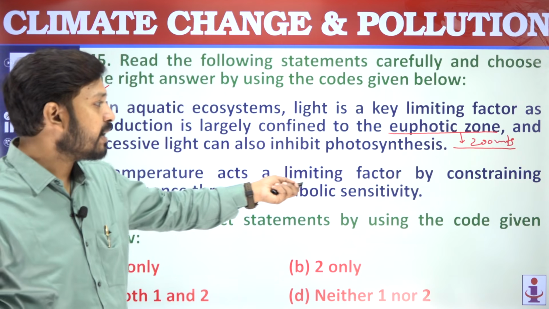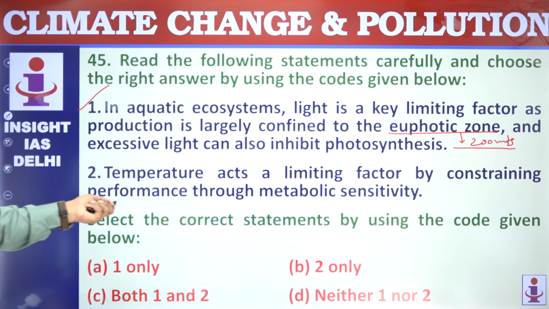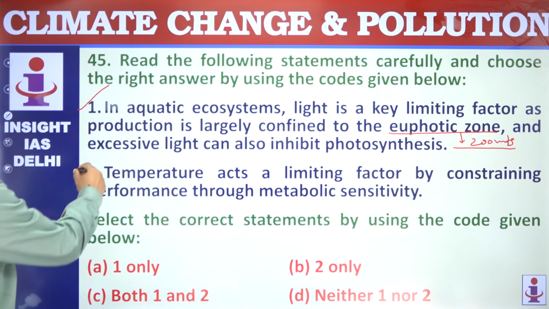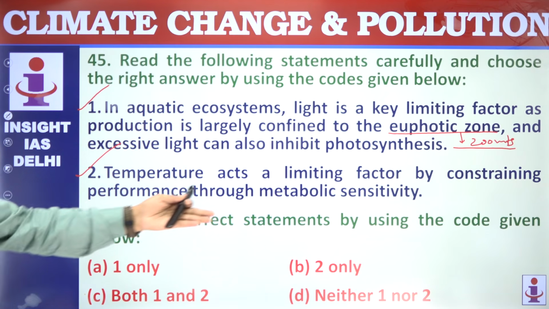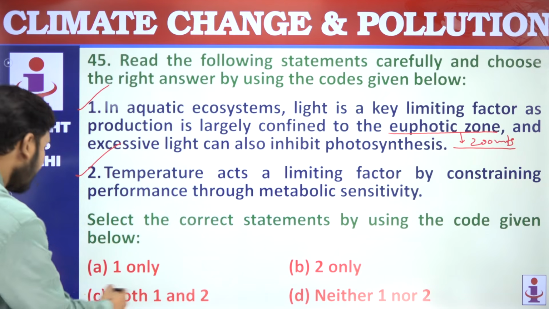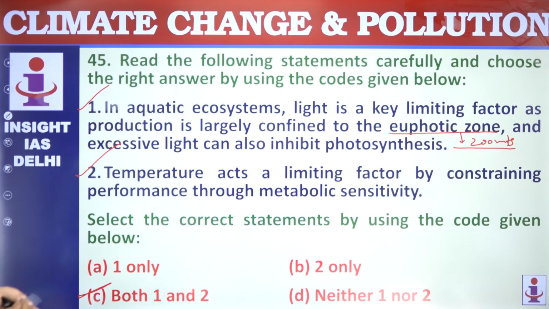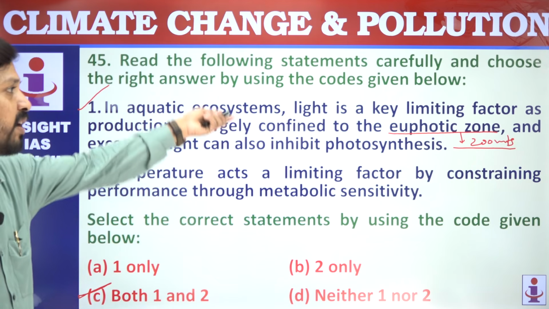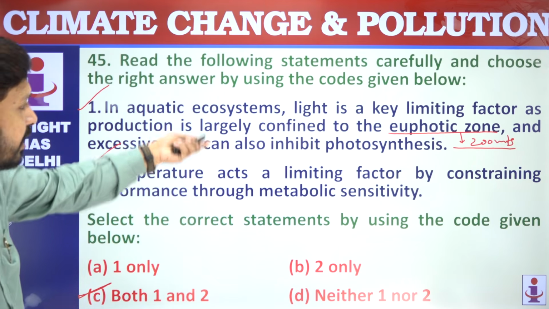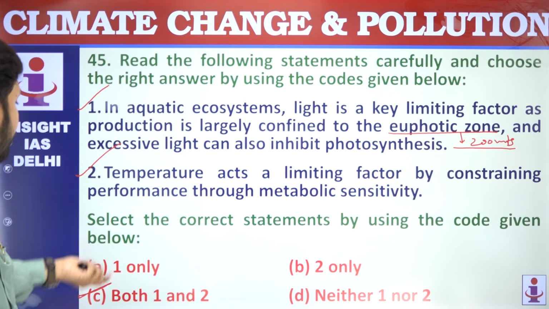Temperature acts as a limiting factor by constraining performance through metabolic sensitivity. This is also the right statement. So select the correct options. Both are correct and the answer will be C. Because temperature, as I just discussed, too high temperature or too low temperature, both will have an impact.